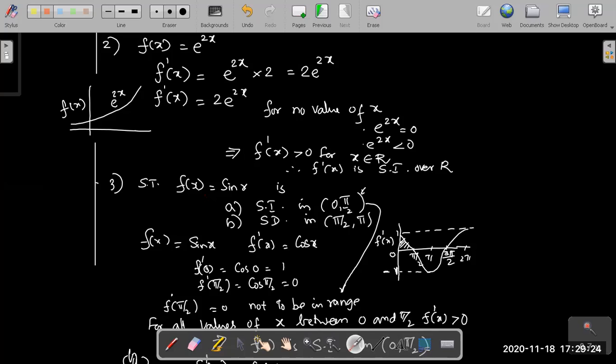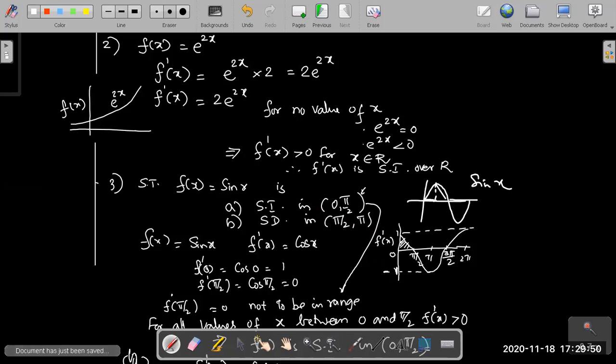Third one, show that f of x equal to sin x is strictly increasing between 0 to pi by 2 and strictly decreasing between pi by 2 to pi. So if you actually draw the function, the curve for sin x is this way. This is sin x. So between 0 to pi by 2 is this. This is between 0 to pi by 2. So slope is increasing. This is pi by 2 to pi.